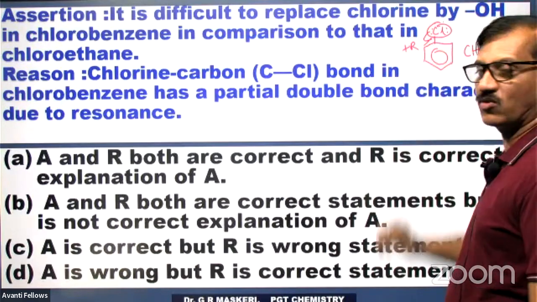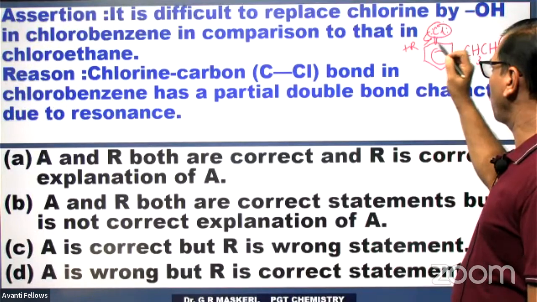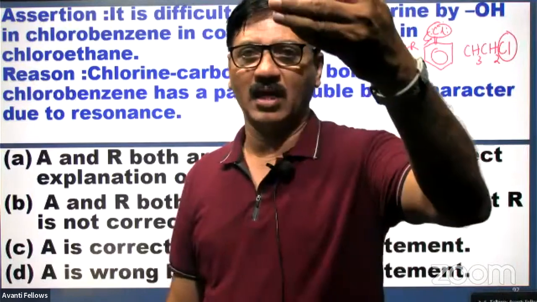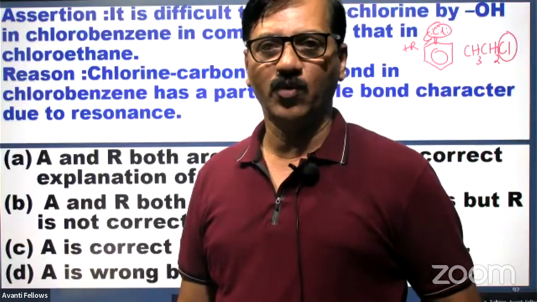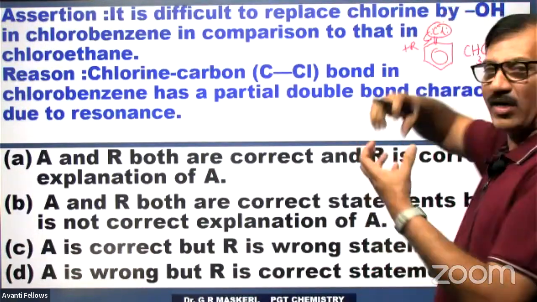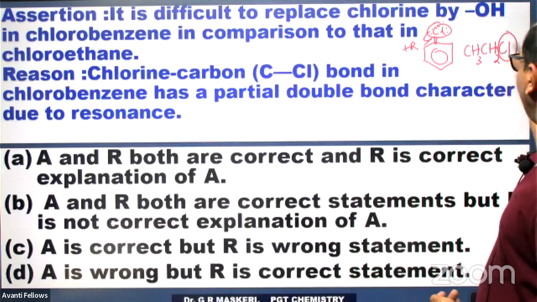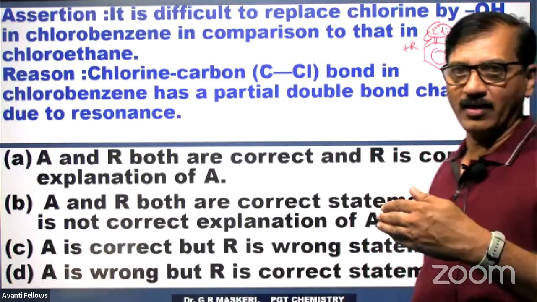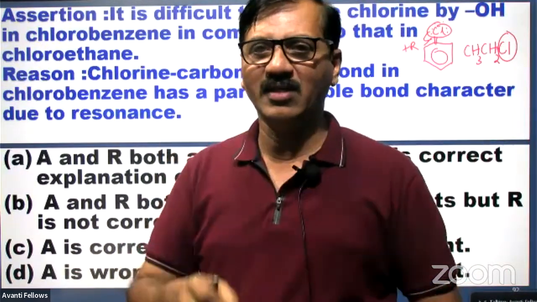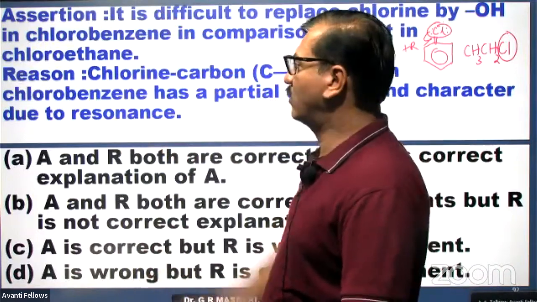See, based on the resonance effect, so many questions can be asked. The resonance effect gives the carbon-chlorine bond double bond character, because chlorine can donate a pair of electrons. The strength of the bond increases, so it is difficult to remove chlorine. But in the alkyl halide, the -I effect of chlorine is there, the bond is polar, and it can easily be cleaved. So the assertion is a right statement.